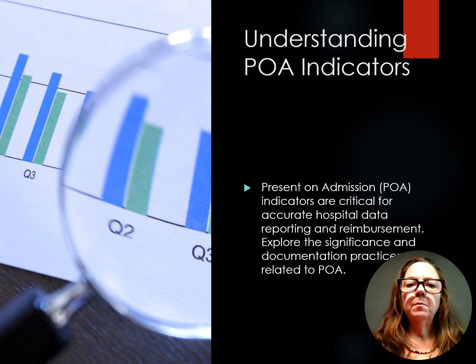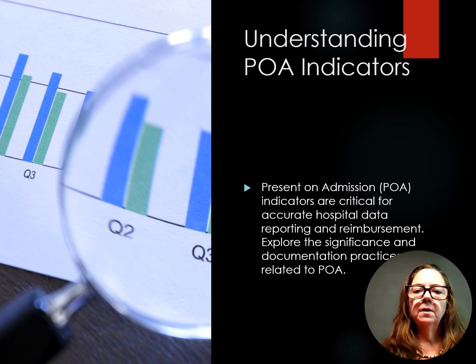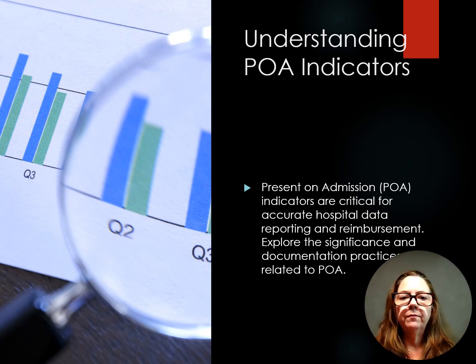So first, let's talk about POA indicators a little more. POA indicators play a pivotal role in the coding process, influencing both the accuracy of clinical data and the financial outcomes for healthcare providers. This section will explain the concept of POA, its implications for reimbursement, and how accurate documentation can mitigate risks and improve reporting integrity.